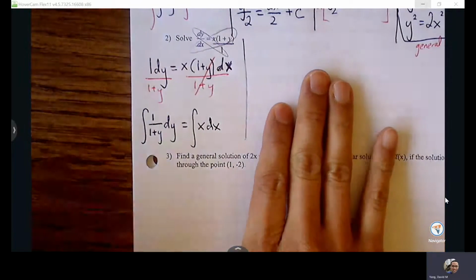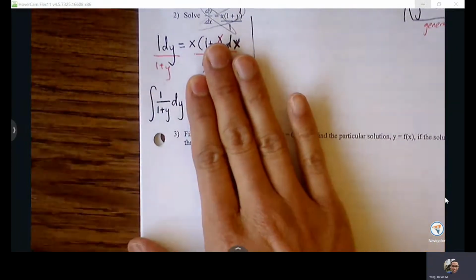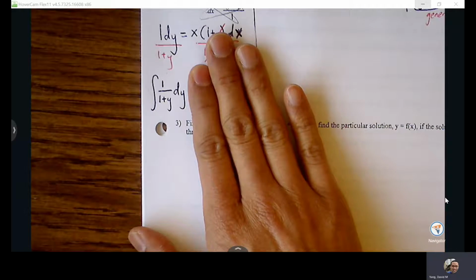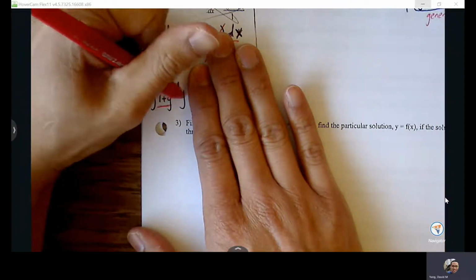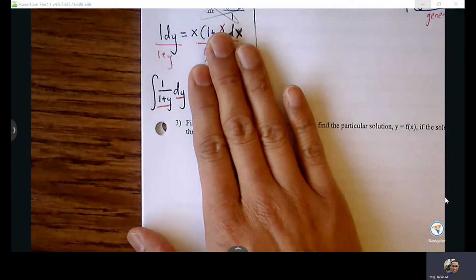Okay, we have to treat each side like its own independent problem. So let's look at the left side here. Left side, we can't really expand, right? Too many terms in the denominator. We have to go through what? U substitution. What's the U value? 1 plus y, and this is just going to end up being a what rule? 1 over u, which is natural log, right?